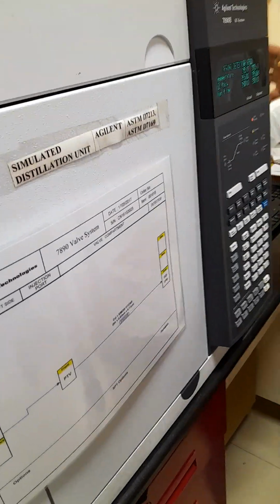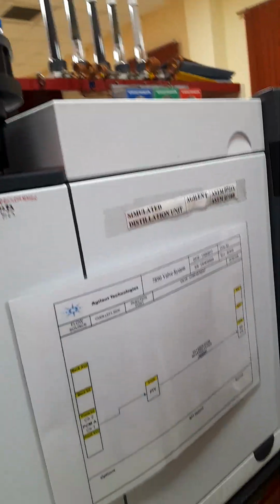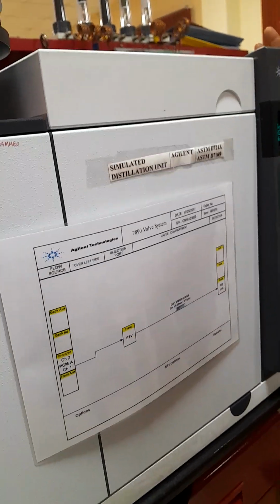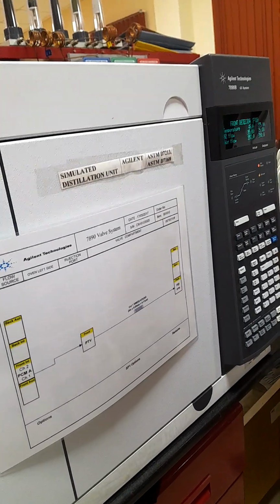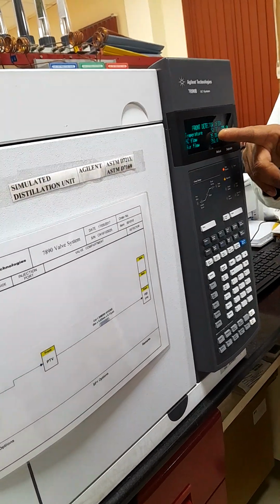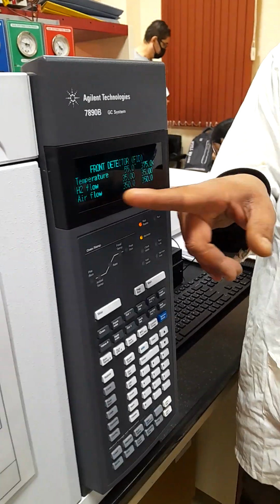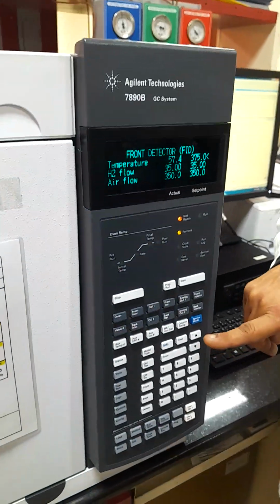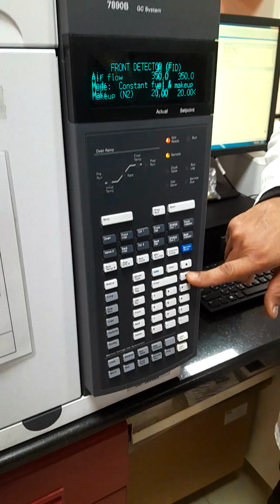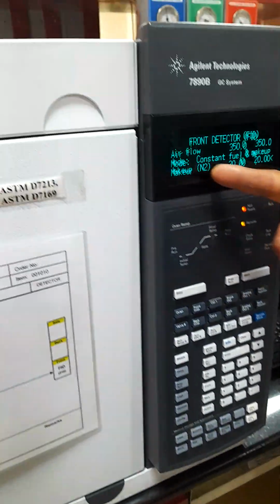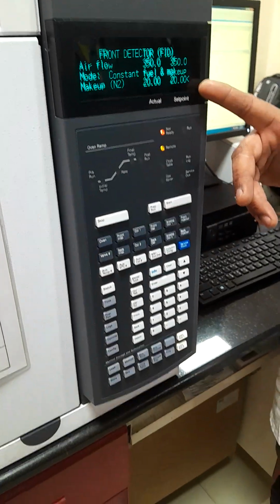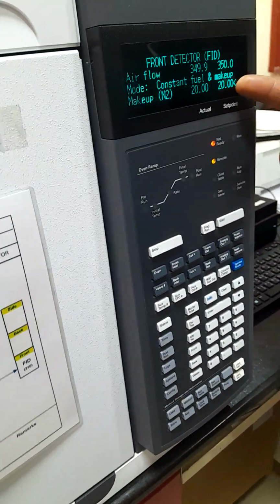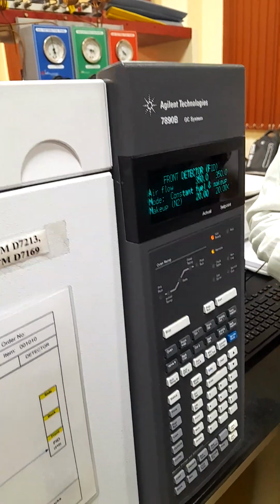I have started this method and transferred the method conditions here to show you the different parameters of the gases we are using. We are using hydrogen at 35 and air at 350 ml per minute. It is not nitrogen; it is helium that we use to provide an inert atmosphere, and its flow rate is 20 ml per minute.